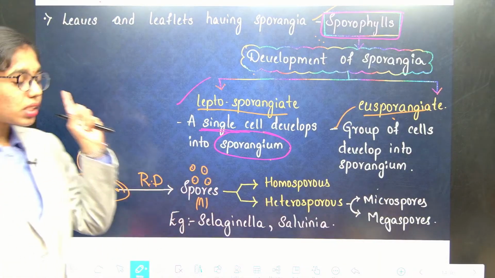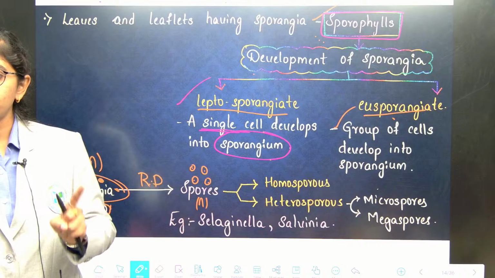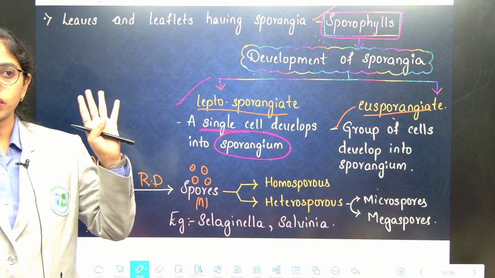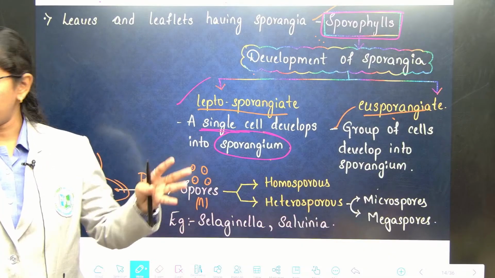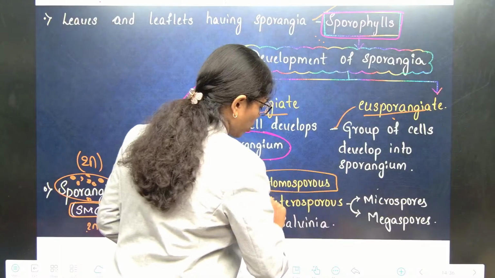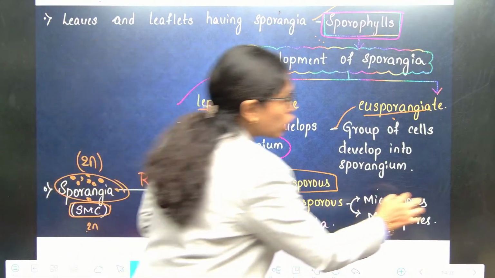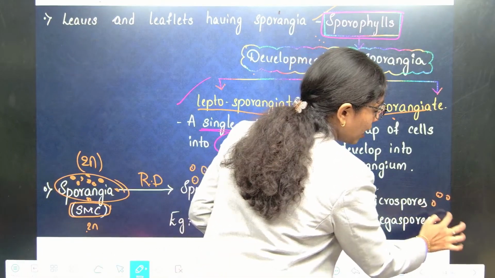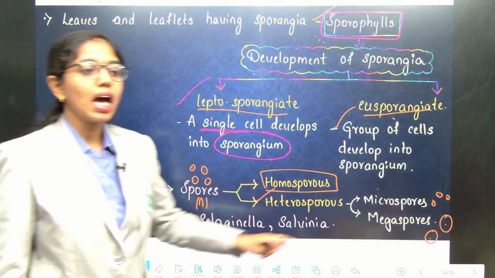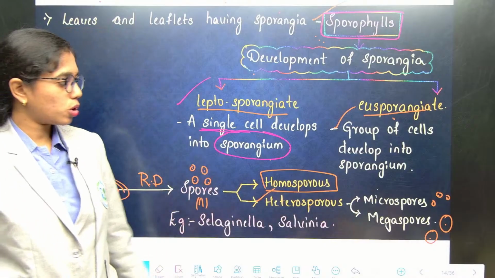Okay. First heterosporous condition is observed in Pteridophytes only. Till Bryophytes all are homosporous. The spores which are released are the same. They are alike. But here you can see the first heterosporous condition means it is releasing small spores and large spores. Small spores are known as microspores, large spores megaspores.